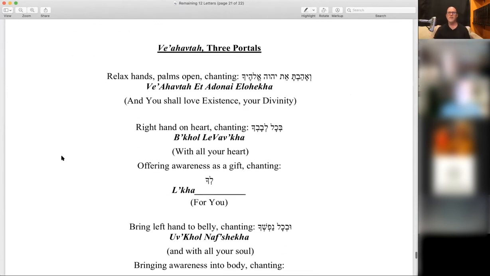Relaxing your hands, palms open, ve'ahavta. Ve'ahavta. Et Adonai Elohecha. Bringing right hand to your heart. B'chol levavecha. Offering awareness as a gift. Lecha.